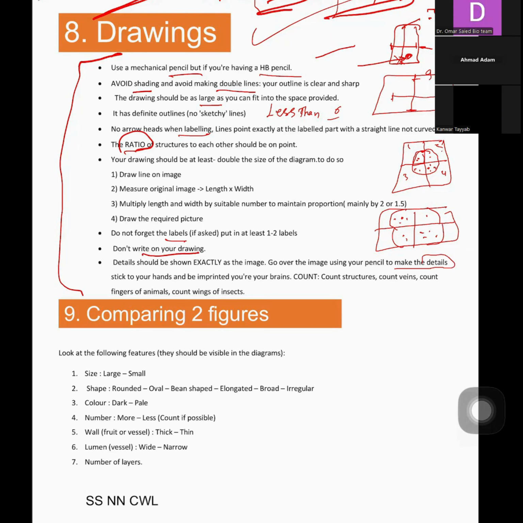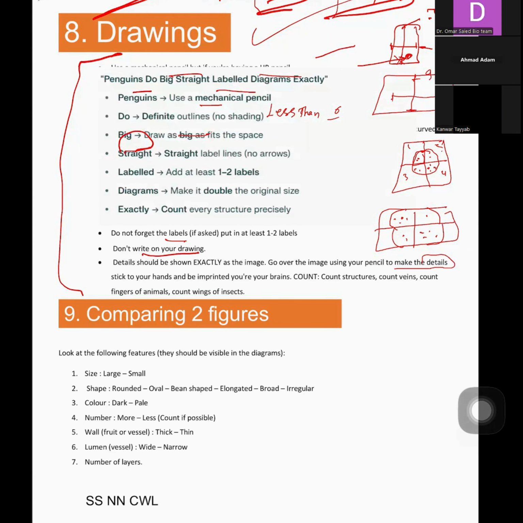So, to better understand how to draw, I prepared for you this key. Take a screenshot. Penguins: do big, straight, labeled diagrams exactly. Penguin: use pencil. Don't use a pen. Do a definite outline, no shading. We will practice this. Big: it should be as big as fits the space. Straight label lines, no arrows. Labeled: add at least one or two labels if mentioned.